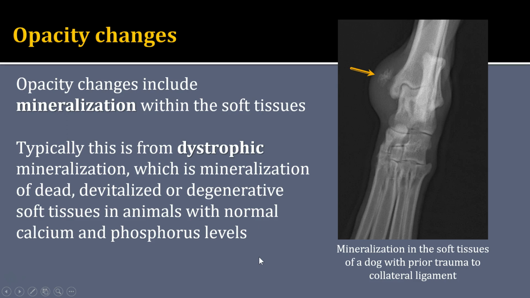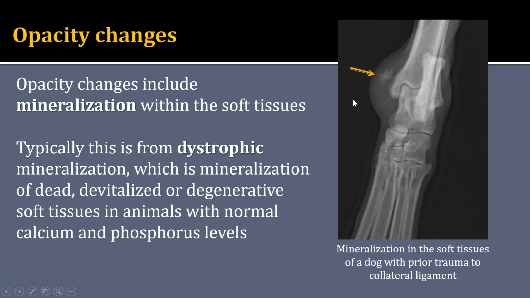And then we can have chondrocalcinosis, which can occur secondary to arthritis. And then certainly patients who have calcinosis circumscripta may have soft tissue dystrophic mineralization. The example to the right of our slide here is a dog tarsus where there is soft tissue change that's both increased soft tissue opacity but also has this kind of irregular mineralization. This is likely dystrophic mineralization from prior trauma to the collateral ligament of this tarsus.